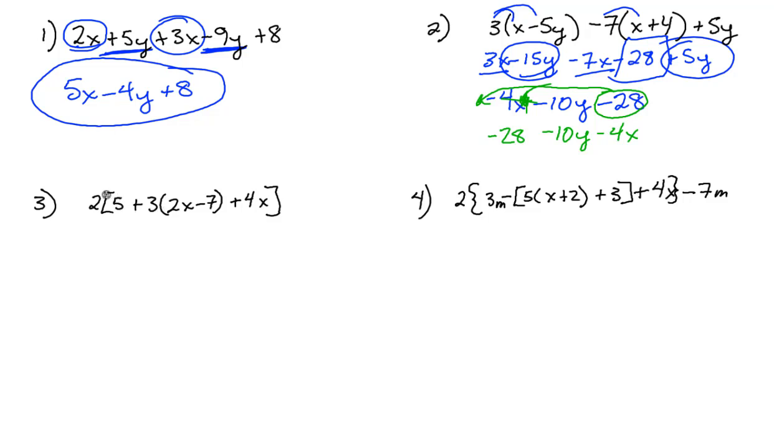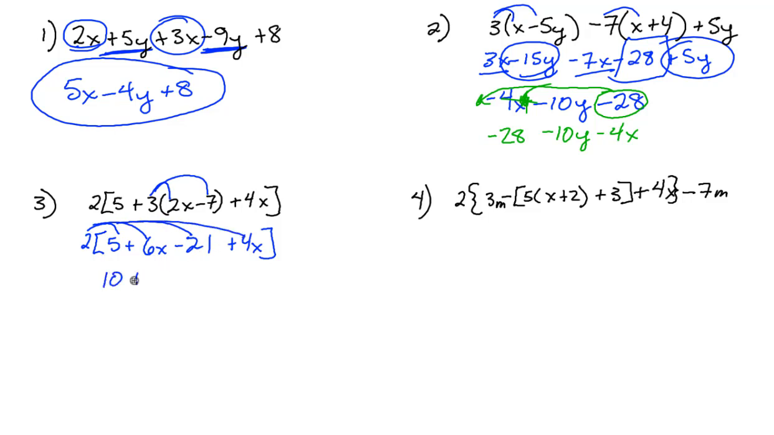Number 3. This has got bigger brackets. So let's start from the inside and put this in here and get rid of the parentheses. So we have 2 bracket 5 plus 3. Let's go ahead and multiply that guy in and we get 6x minus 21 plus 4x. And we could combine right now. This 6x and this 4x could make a 10x, and 5 and minus 21 minus 16 if we wanted.